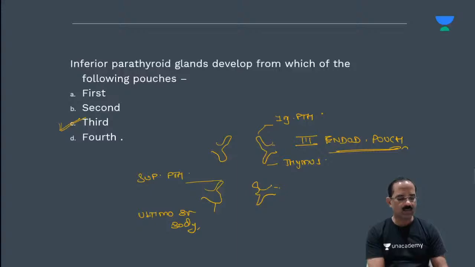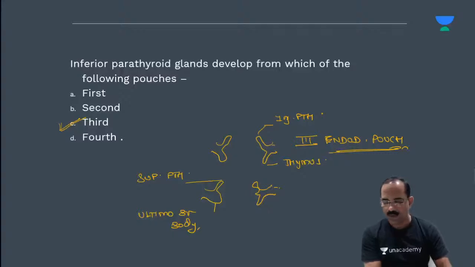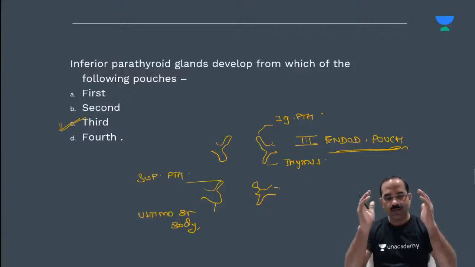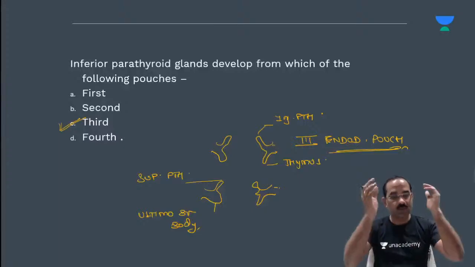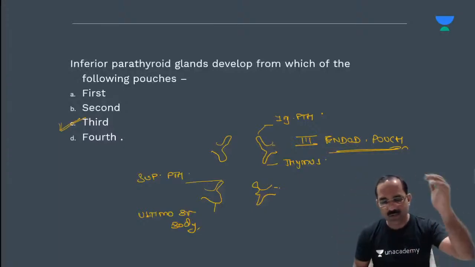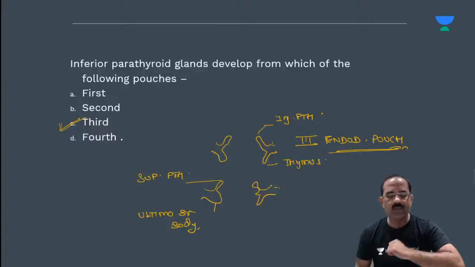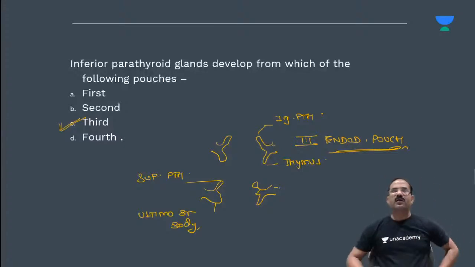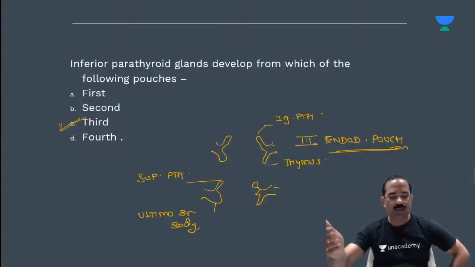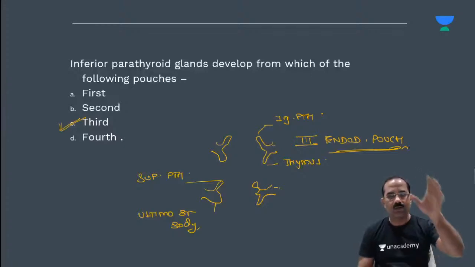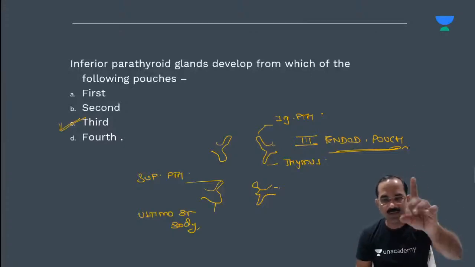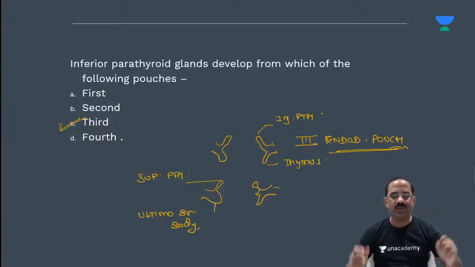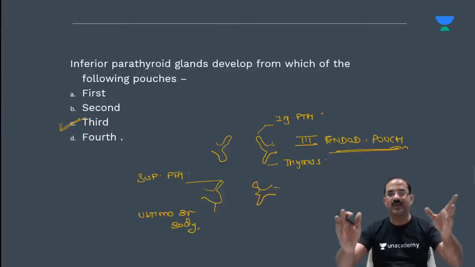And what does this ultimobranchial body give rise to? It gives rise to the parafollicular C cells of thyroid. Remember, students, the ultimobranchial body gives rise to the parafollicular C cells of thyroid, but recently it has been shown that the parafollicular C cells are derived from neural crest cells. I've told you this.